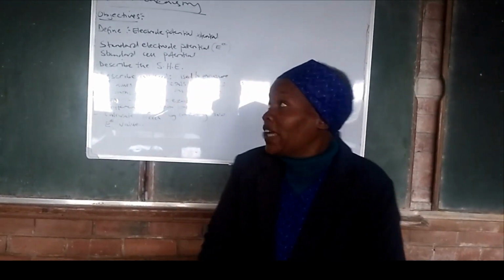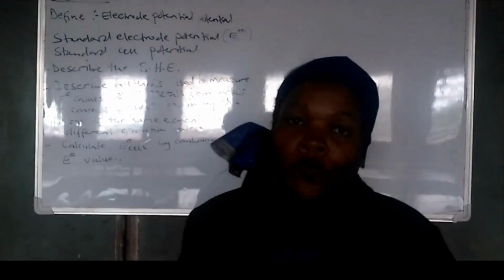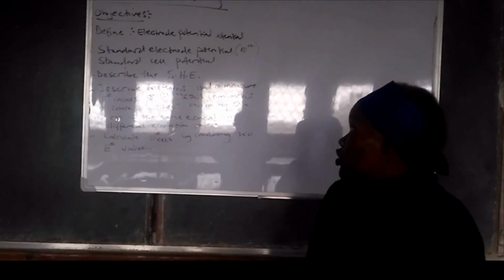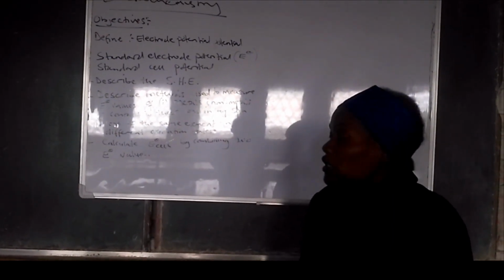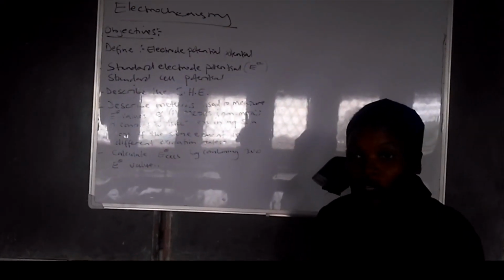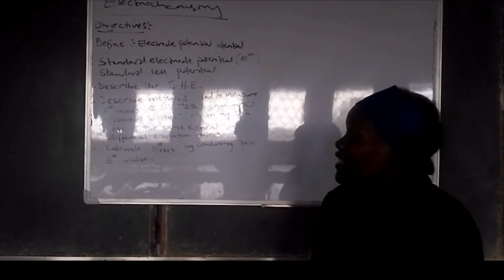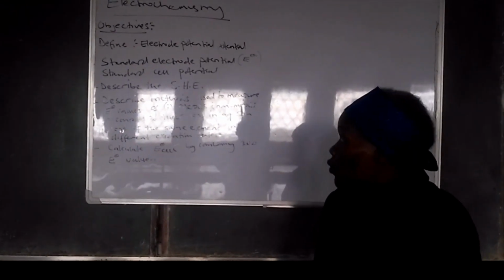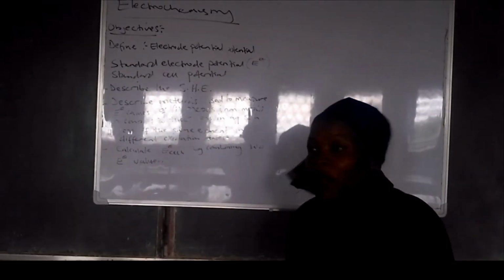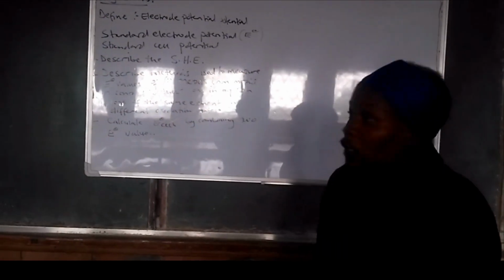Today we are going to look at electrochemistry, and our main objectives are these. We want to define electrode potential. Let's see how an electrode potential is set up. We want to define standard electrode potential, the E0 values or E theta values. We want to define what the standard cell potential is. We also want to look at the SHE, that is the standard hydrogen electrode. We want to describe the SHE and how we use it to determine the E0 values.